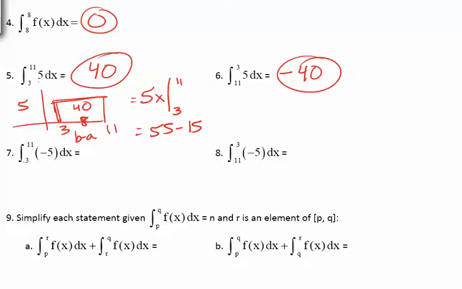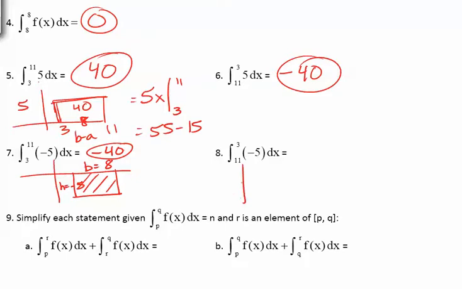In question 7, we're back to going from 3 to 11 as expected, but this time our function is at y equals negative 5. So from 3 to 11, our base is still positive 8, but our height is now negative 5. So this area would be negative 40.